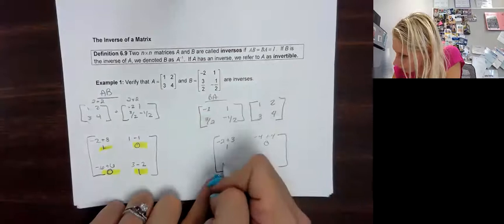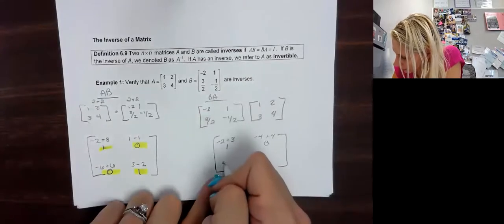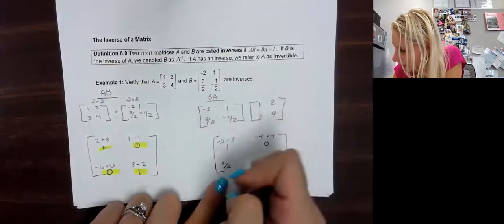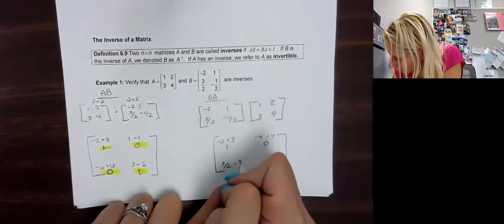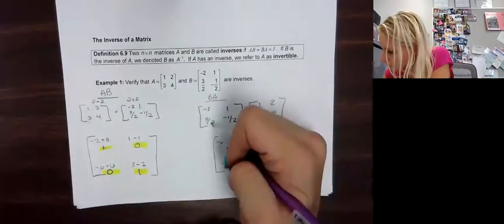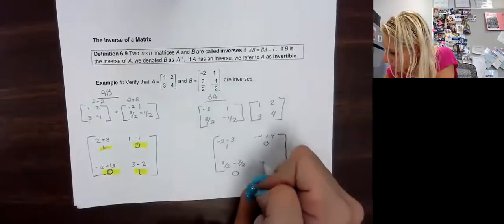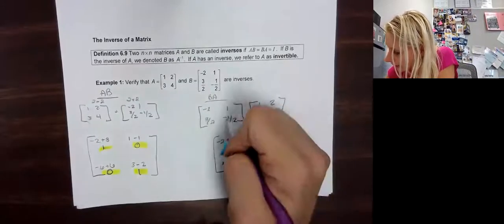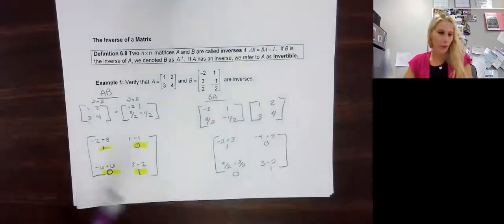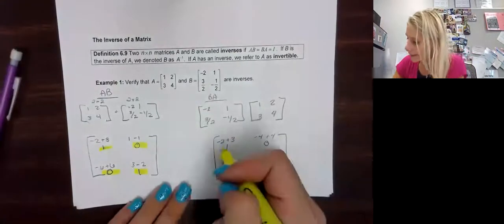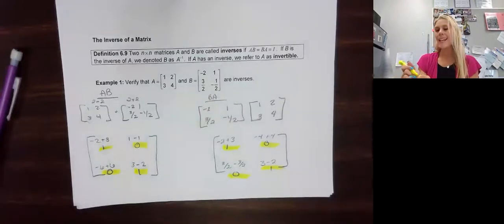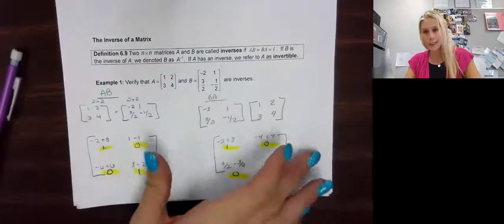3/2 times 1 is 3/2. Negative 1/2 times 3 is negative 3/2. Put that together, we get 0. 3/2 times 2 is 3. And then negative 1/2 times 4 is negative 2. And we get that 1. And what do you know? Again, the identity matrix. So that means that, yes, they are inverses of each other.